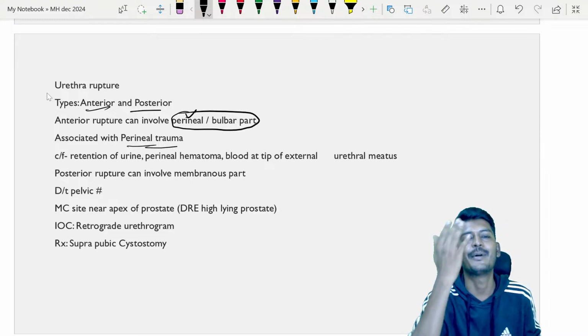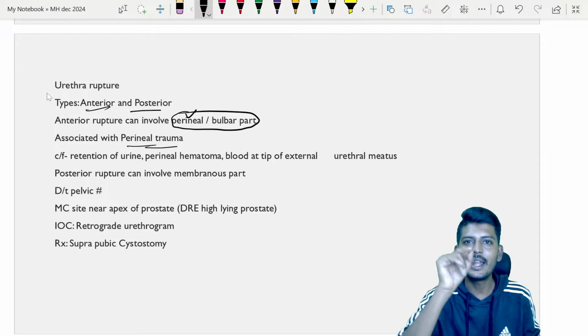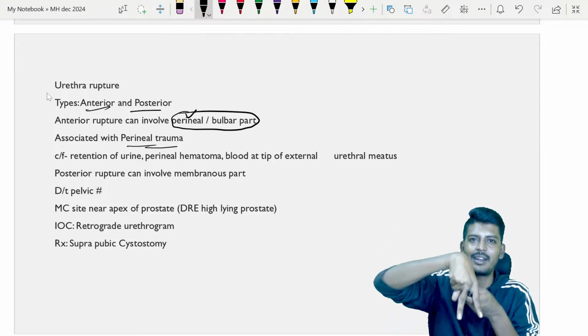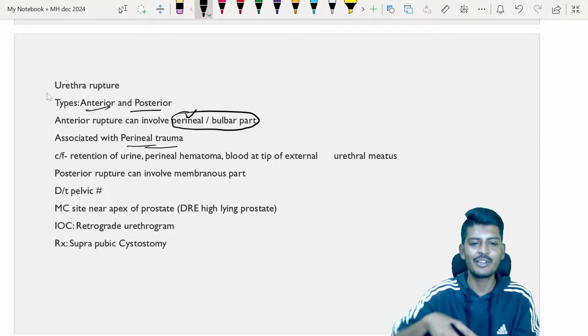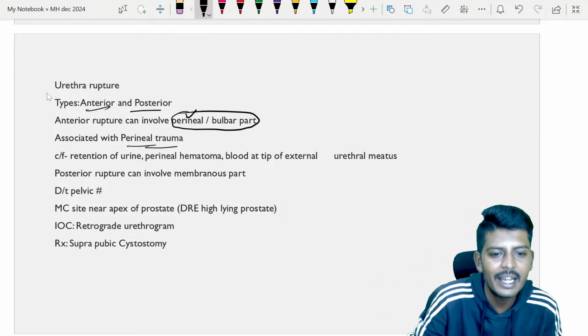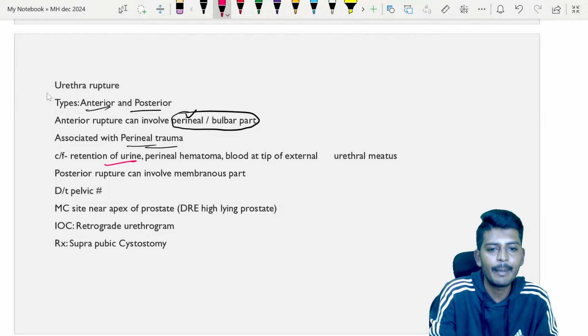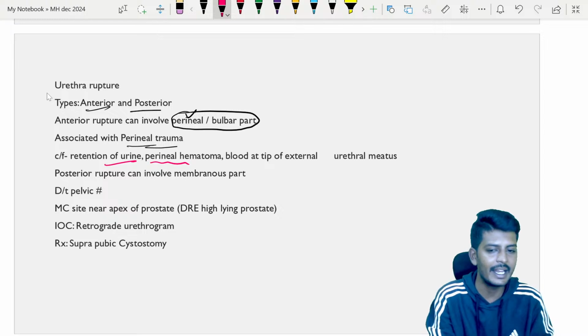So bearing का balls है, दिमाग है. So bearing balls is gone. Now you are standing and going, it will go and hit the rod, but ऐसे ही. Okay, yes, that is also possible. So whenever there is a perineal trauma, at that time the patient will have retention of urine. Perineal hematoma is possible. In that area there is bleeding and hematoma.